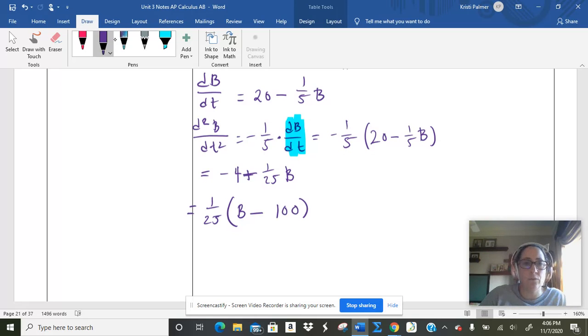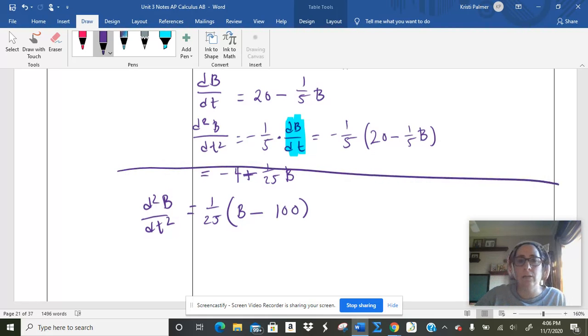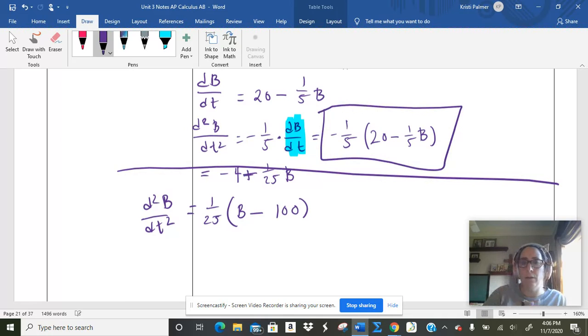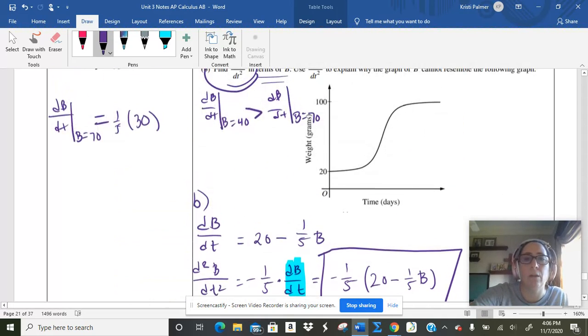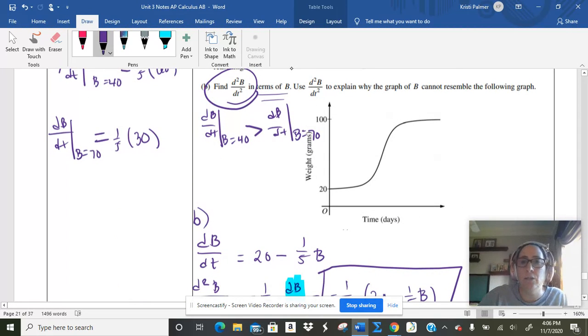So there's my second derivative. It is up to you on how far you simplify it, but for me, I just like to see it. You might only do this piece, bake your answer, and then go do some work, okay? So here it says use that second derivative and explain why this is not the graph. Okay, why could this not be the graph?